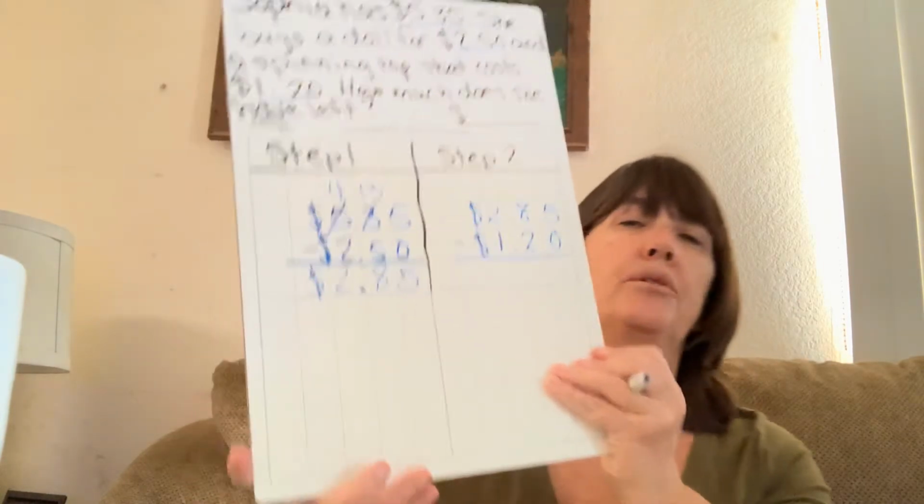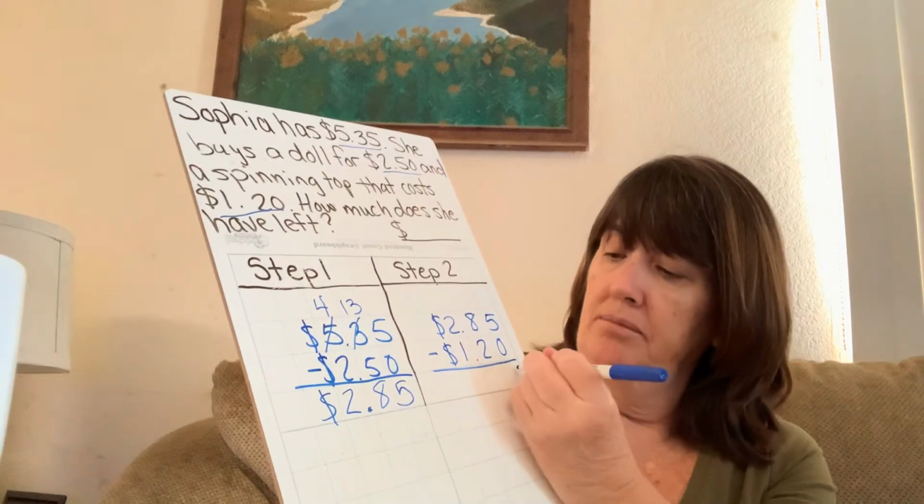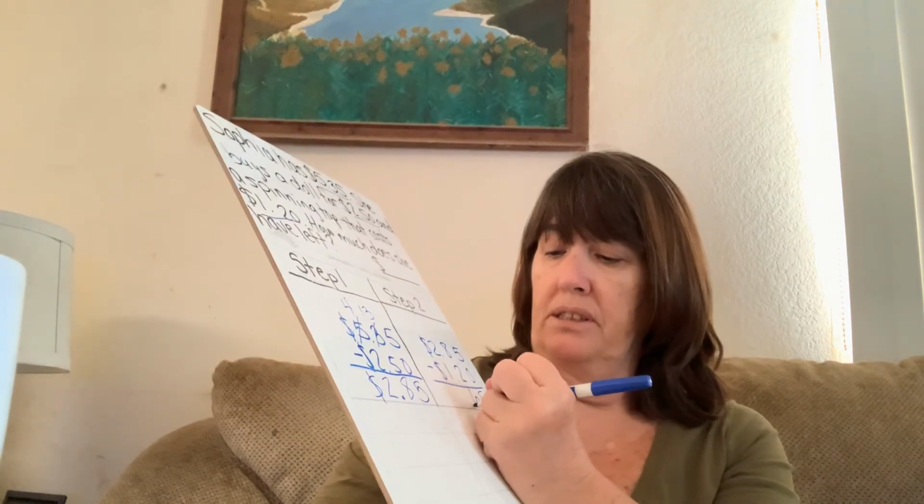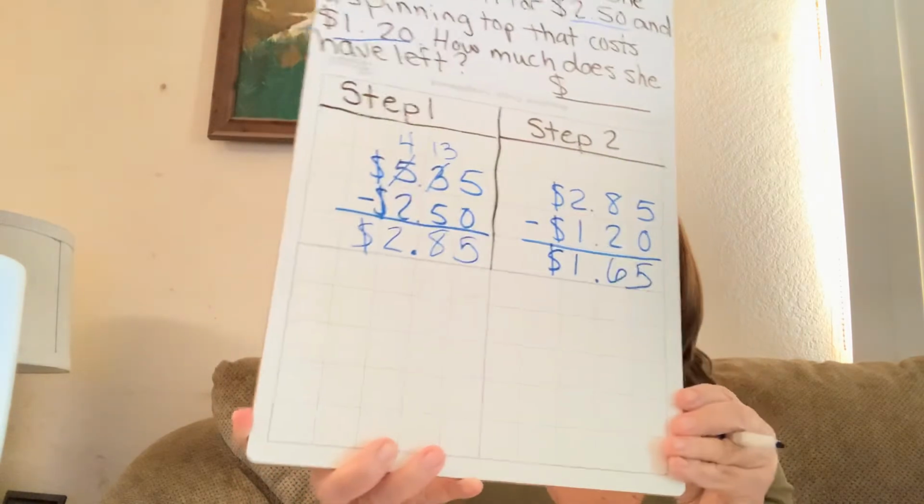Now I'm going to subtract the $1.20 that she spent on the spinning top. $2.85 minus $1.20. Okay, 5 minus 0, again, we have 5. 8 minus 2, can we do that? Yes, we can. That becomes 6. Bring the decimal down. 2 minus 1 is 1. So she now has $1.65 left.